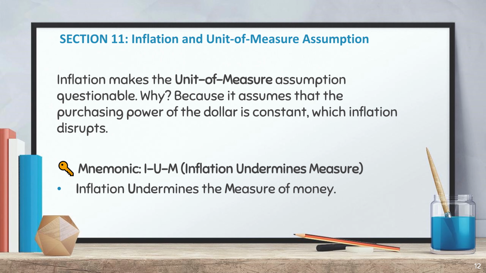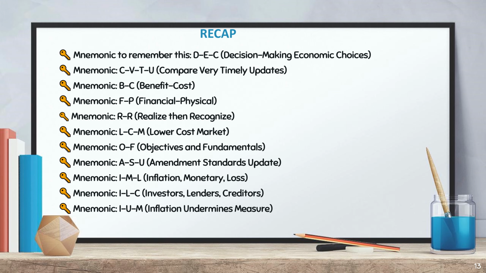Section 11. Inflation makes the unit of measure assumption questionable. Why? Because it assumes that the purchasing power of the dollar is constant, which inflation disrupts. Mnemonic, IUM, inflation undermines measure. Inflation undermines the measure of money.